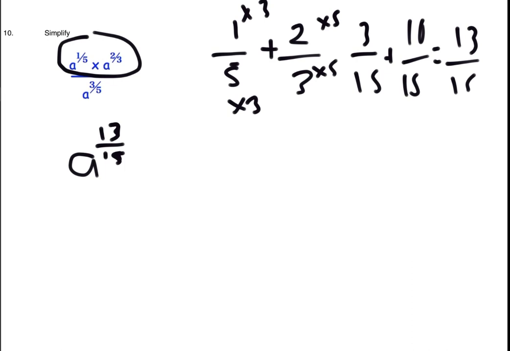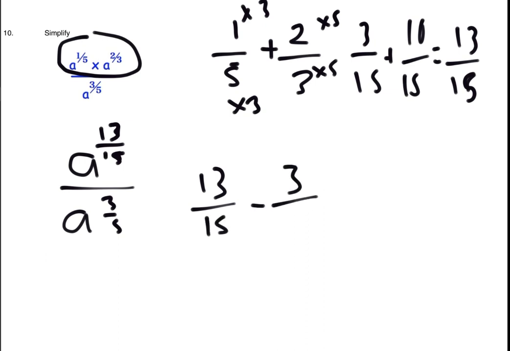And we've reached that conclusion because we can see that at the top, we're multiplying. So since we're multiplying, we need to add our powers together. And our powers are both fractions, so we added them together. And we got 13 over 15. And now we've been asked to divide it by a to the power of 3 over 5. And we know that whenever we divide powers, we subtract. So what they're asking us to do is subtract 3 over 5 from 13 over 15.